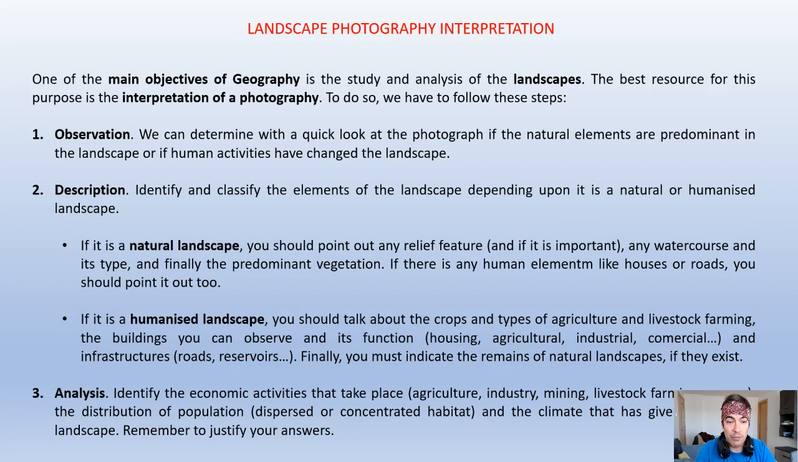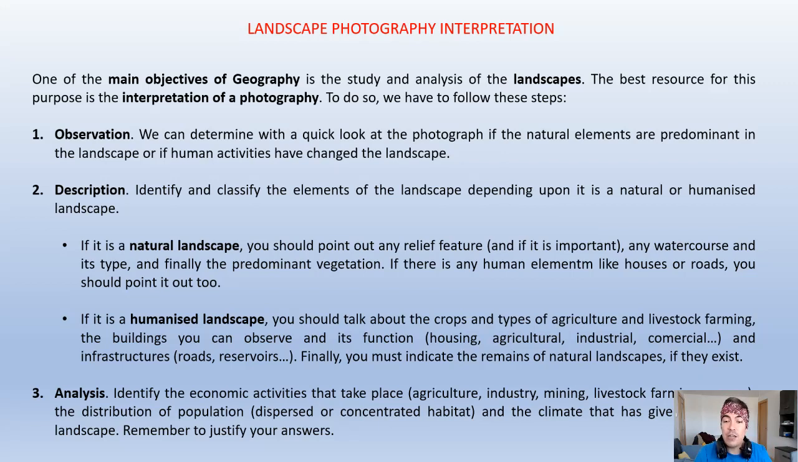Then the description. We have to identify and classify the elements of the landscape depending on whether it is a natural or humanized landscape, depending on the determination we have made in the previous step. So if it is a natural landscape, you should point out any relief feature, and if it is important, there's a river, there's a mountain, there's a valley. Any water course and its type: it's a river, it's a lake, it's an ocean, it's a sea. And finally, the predominant vegetation. Okay, if it's a mixed forest, evergreen forest, a shrubland, whatever.